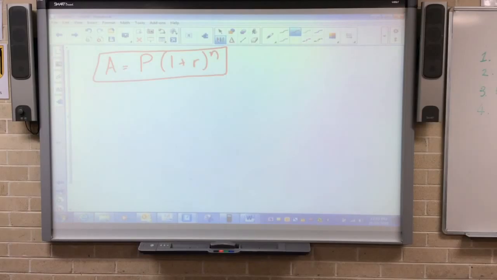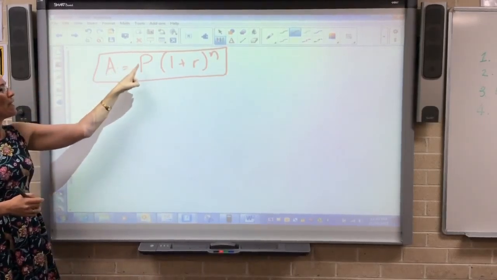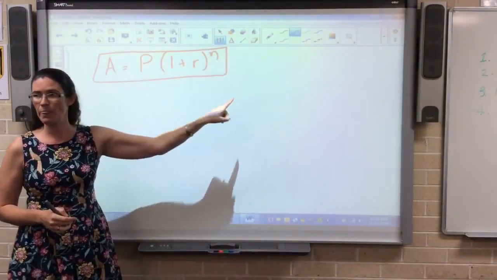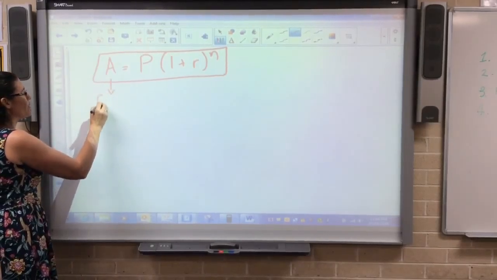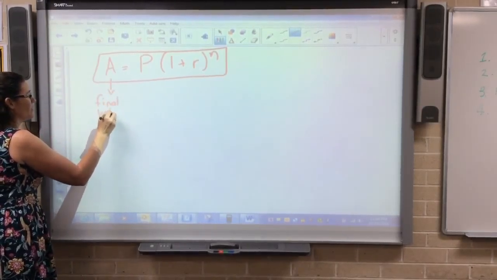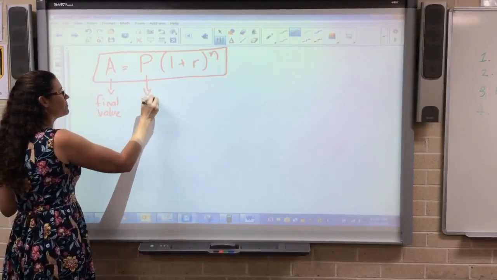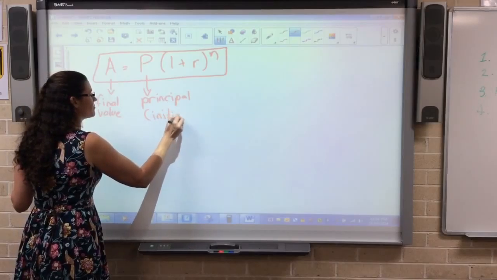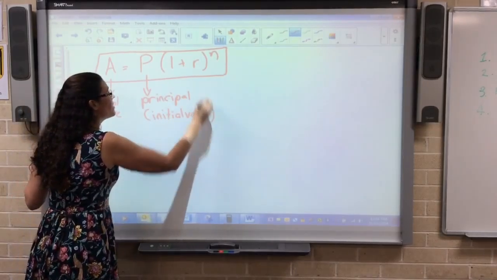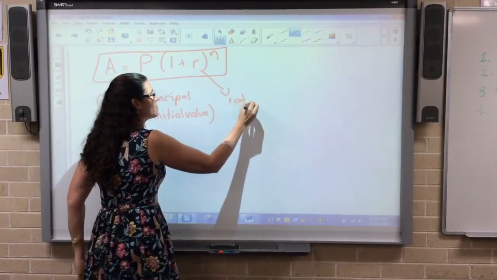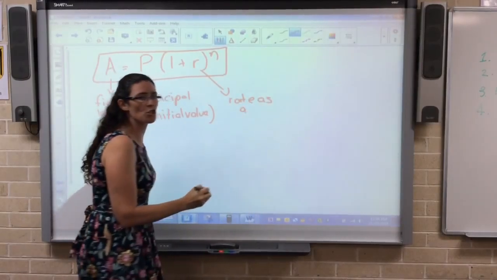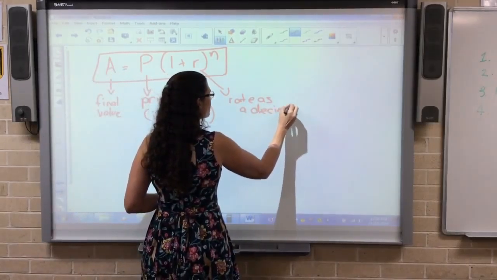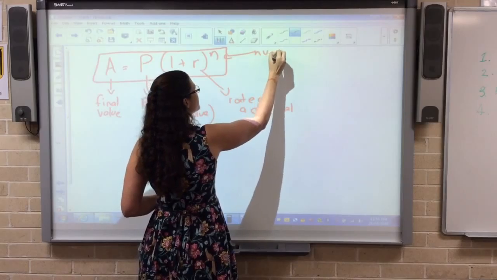Okay? So A is the amount in the account, P is the principal, R is the interest rate, N is the number of periods. So A is the final value. P is the principal, which is the initial value. R is the rate as a percent. Actually, put it as a decimal. R is the rate as a decimal. And N is the number of periods.